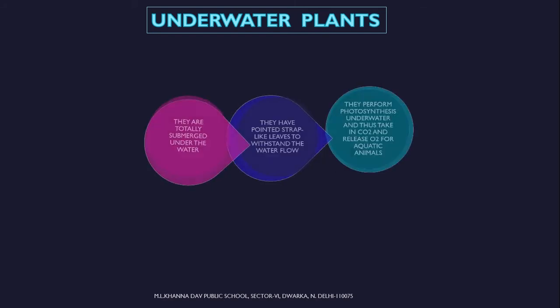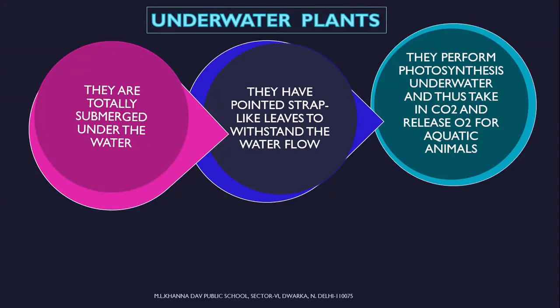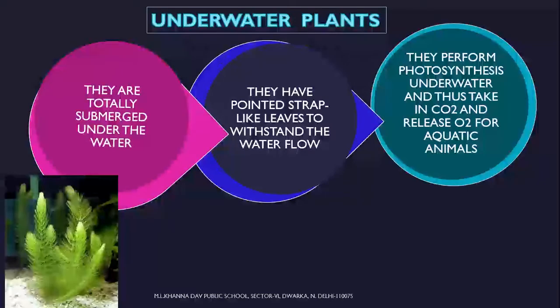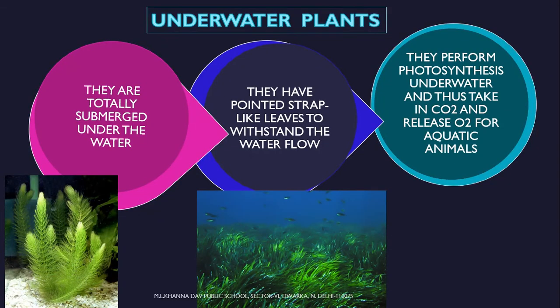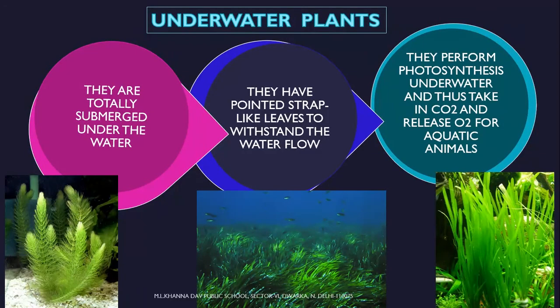Now we will discuss the plants which are completely under the water. They are the underwater plants. They are totally submerged under the water. They have pointy strap-like leaves, like ribbons, to withstand the water current. They perform photosynthesis under the water, and so they take the carbon dioxide released by other aquatic organisms like fish and other water animals, and they release oxygen for these aquatic animals. So these play a major role in the aquatic environment for these animals.